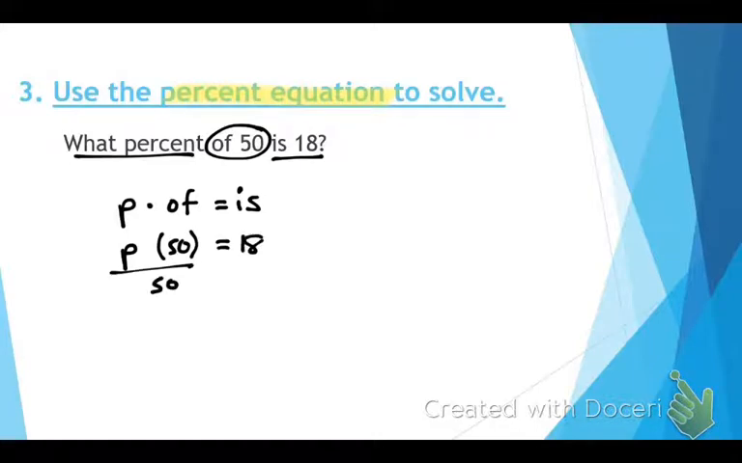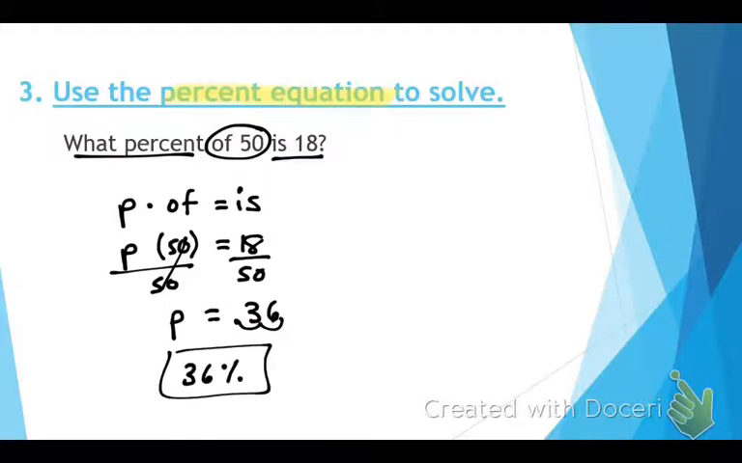Get rid of that 50 by dividing. What do you get when you do this? 0.36. What do I have to do with that? Okay, very good. So the correct answer was 36%. Once again, a lot of people lost points because they forgot to put the percent, okay? Make sure, if you go back through and the question asks you what percent, make sure your answer comes out as a percent.